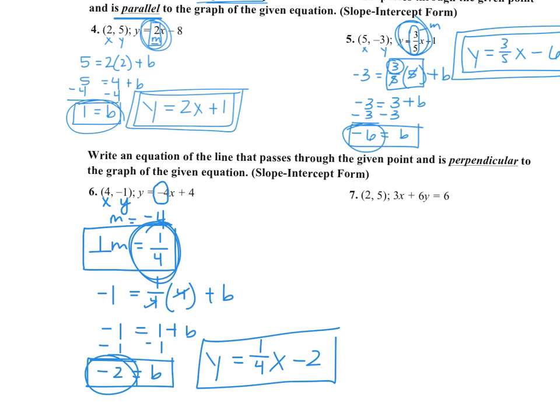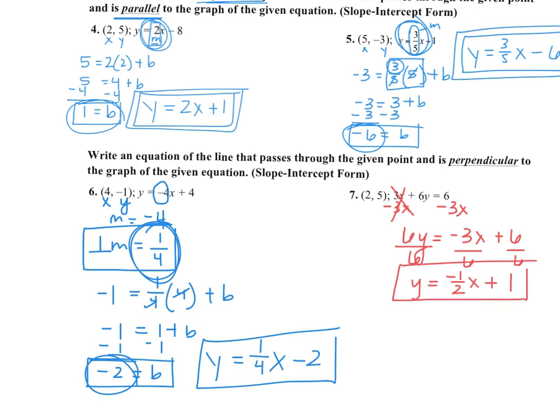Okay. Now, number 7 is a little tougher because you can't just see the slope right now because of this form. This is standard form, right? We need to take it out of standard form, put it into slope-intercept form. So the first thing I'm going to do is subtract 3x from both sides. So this is 0. I get 6y equals -3x plus 6, and then I need to divide by 6 everywhere. So I get y equals -1/2 times x. 6 divided by 6 is 1.